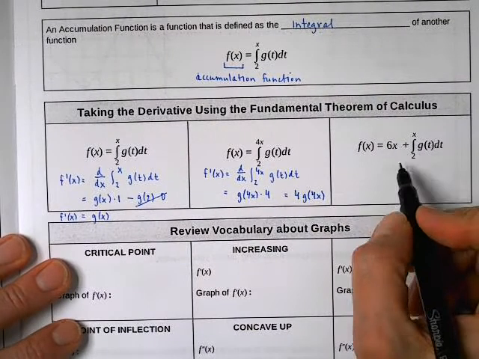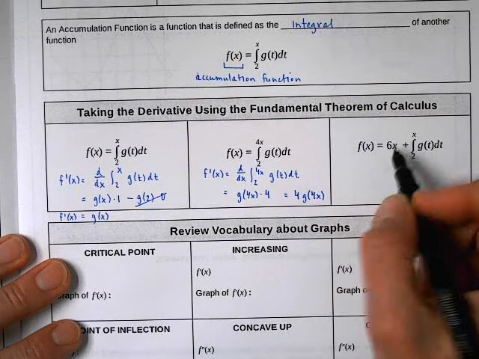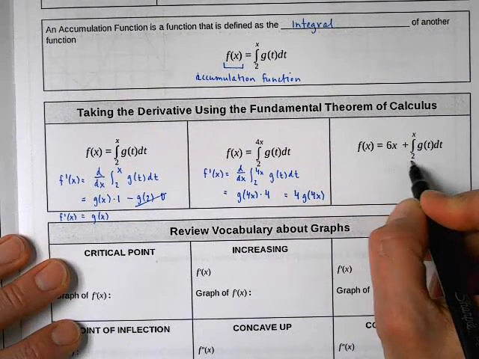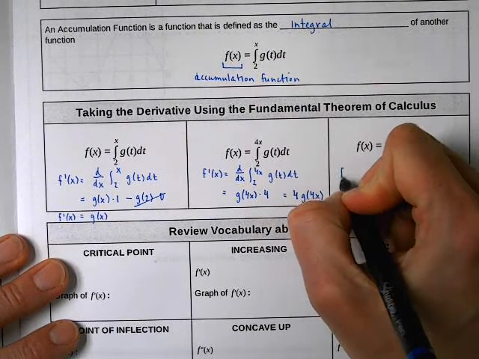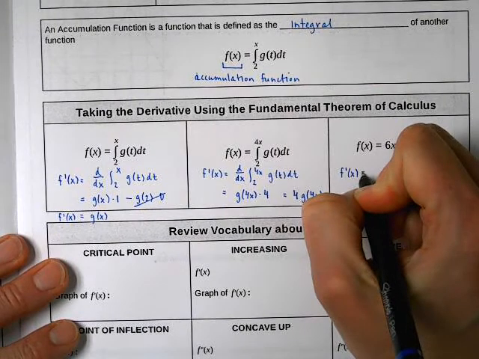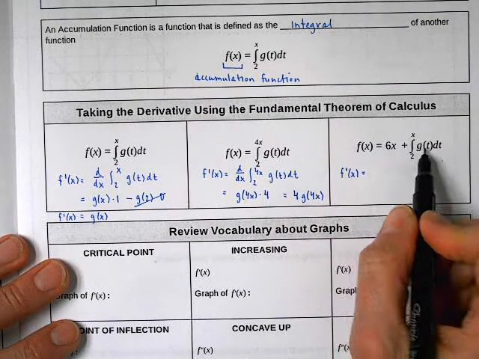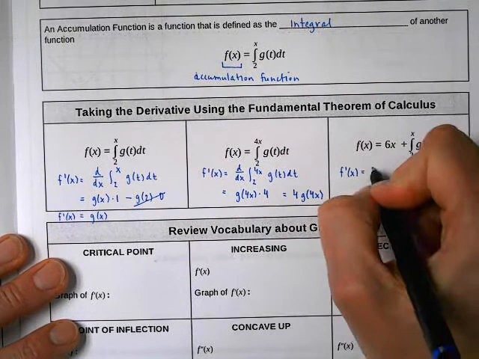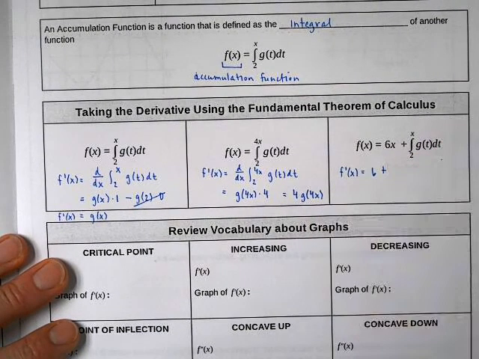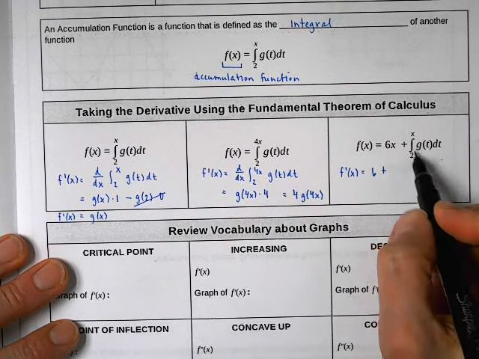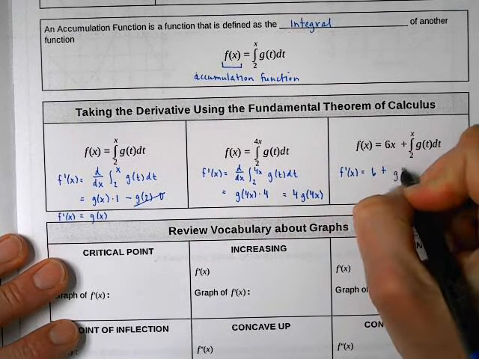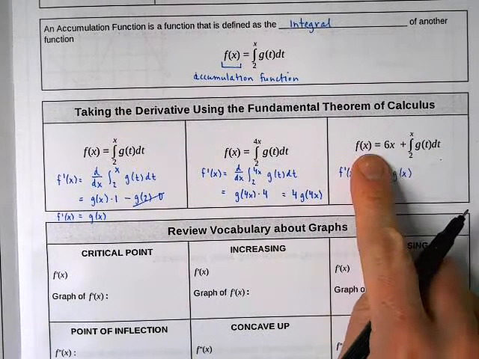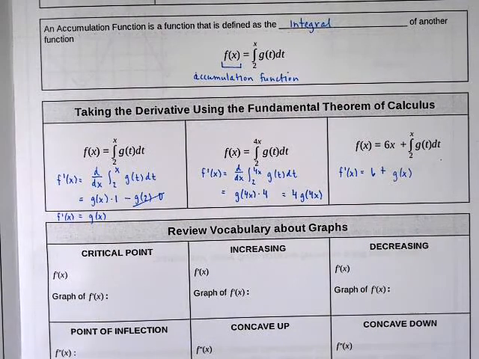And then the last case we have here is where I have two terms in my accumulation function. So I've got this 6x and I've got my integral. So if I want to take the derivative, I have to remember to take the derivative of both of these terms. Now the derivative of 6x is just 6. And then we previously saw the derivative of my integral is just going to be g of x. So the big thing here is to make sure that when you're taking the derivative, you keep in mind that you need the derivative of both terms.